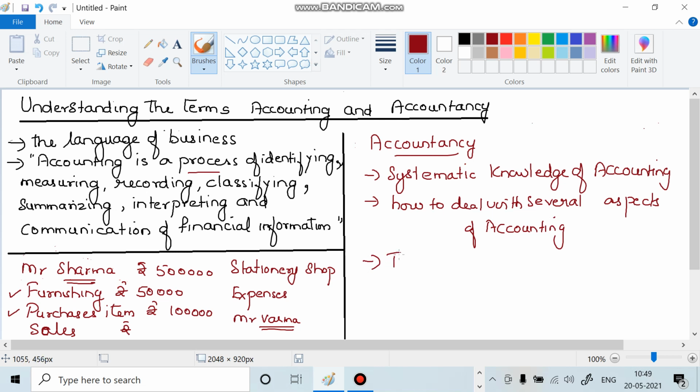So in short, we can say the theory and practice of accounting is called accountancy. It tells us how to maintain books of accounts. So this is accountancy.